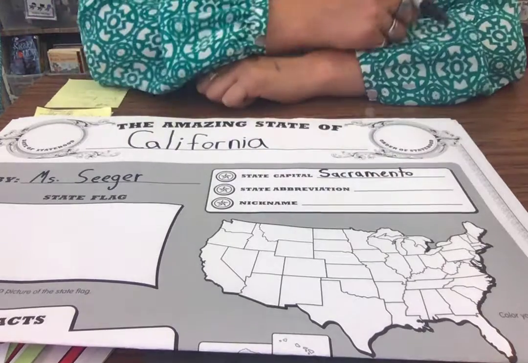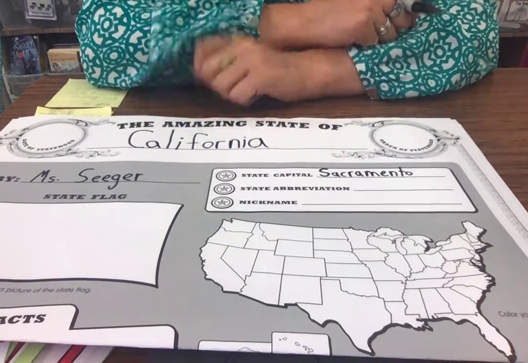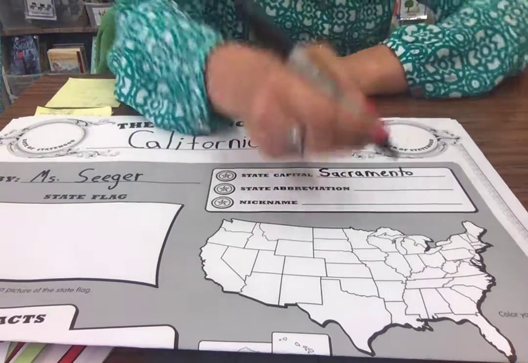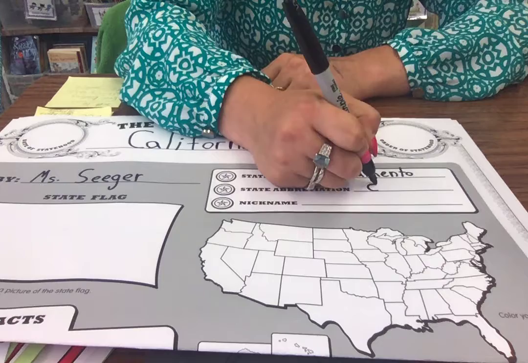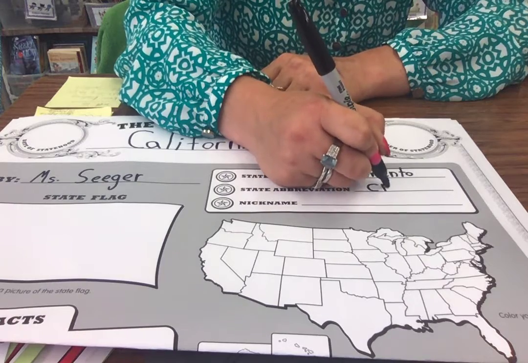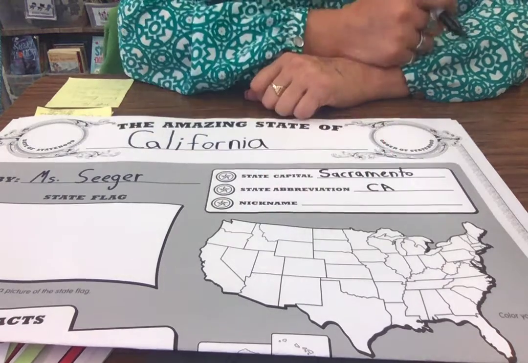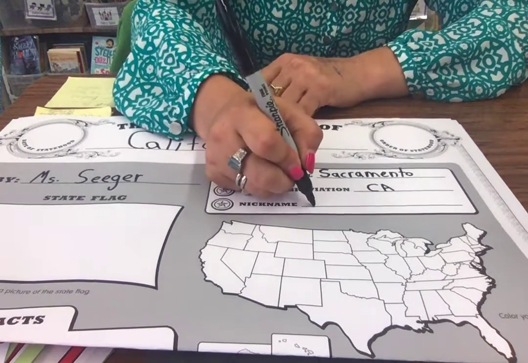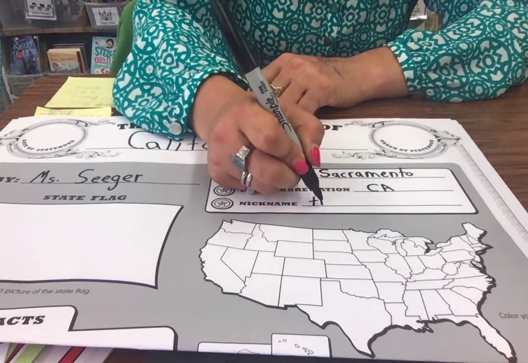Sacramento. Now, every state has an abbreviation. For us, it happens to be the first two letters, CA. However, and you'll see this on letters and things, we put C and A together and they're both capitalized. That's the state abbreviation. Our nickname is the Golden State.